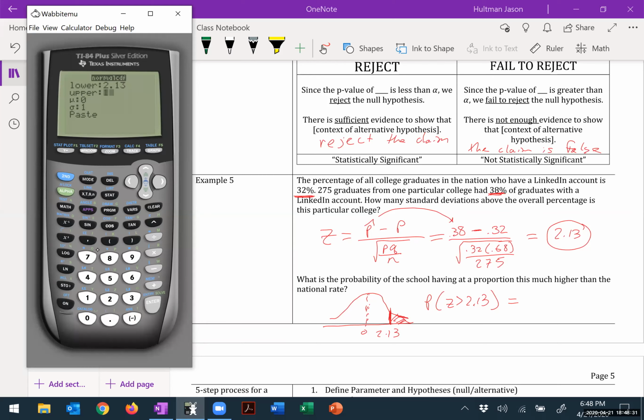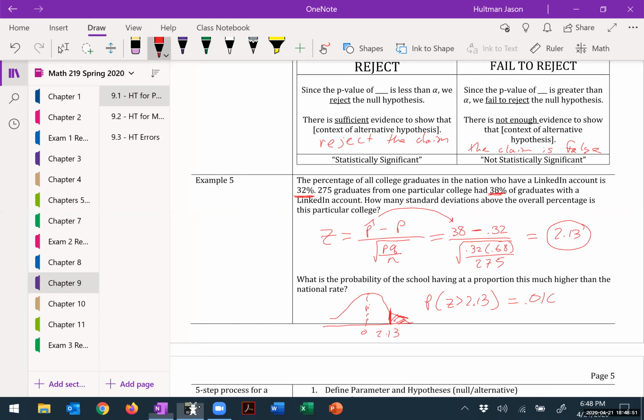So that's 1E99. The 0, 1 is fine because it's a standard normal curve. We paste that and we get 0.0166, we'll say. That's the probability. So less than 2% of this actually occurring. If alpha was 0.05, we would say that 0.0166 is less than 0.05.